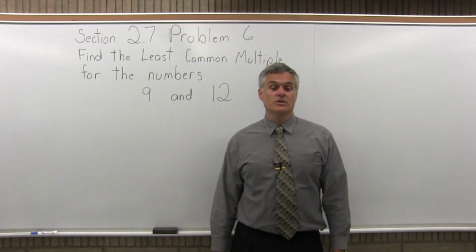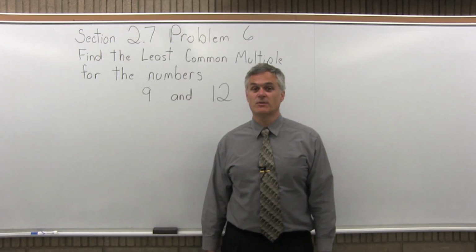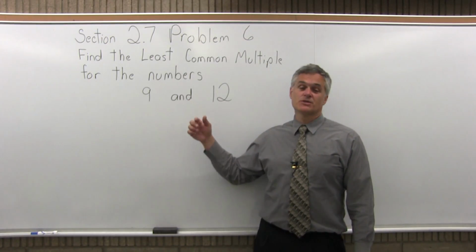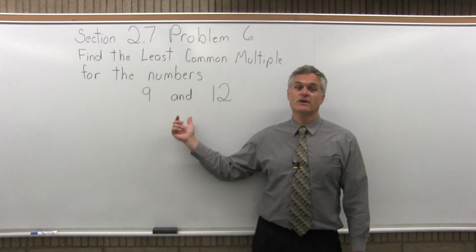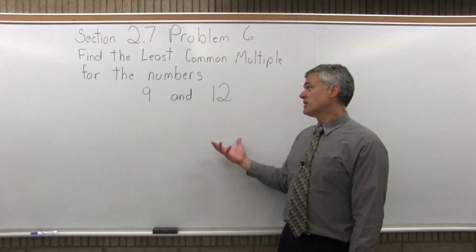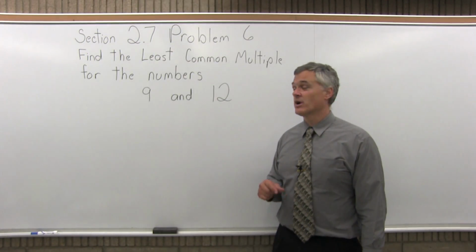This is Section 2.7, Problem 6. It says find the least common multiple for the numbers 9 and 12. So what that problem amounts to is what's the smallest number that both 9 divides into evenly and 12 also divides into evenly. Now these are small enough numbers that with a little trial and error, I can actually see that it's 36 without doing the work.